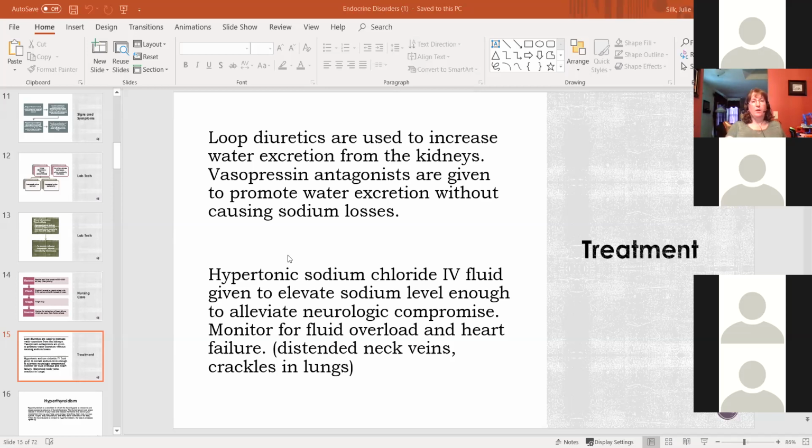Okay. So again, if you know one of these, you should be able to kind of know the other because they're just opposite with everything. So your labs will look opposite. What's going on with the hormone will look opposite. Your signs and symptoms will look opposite. And then you just have to think, okay, what's going on? How would I treat that?